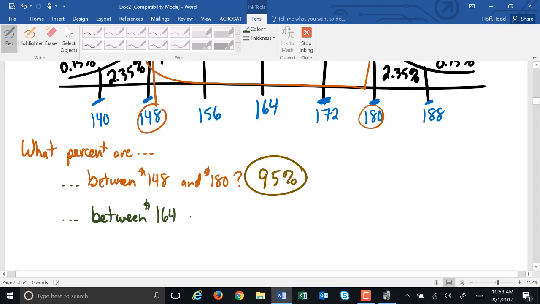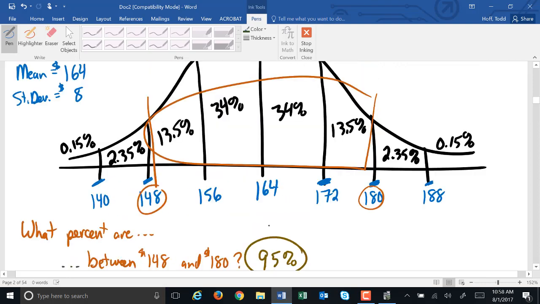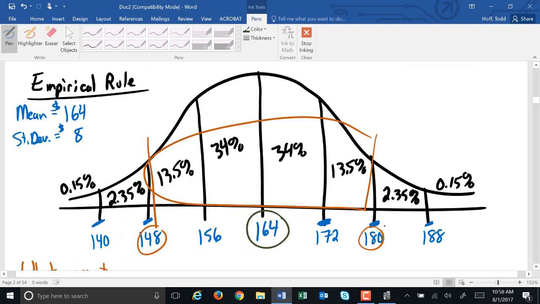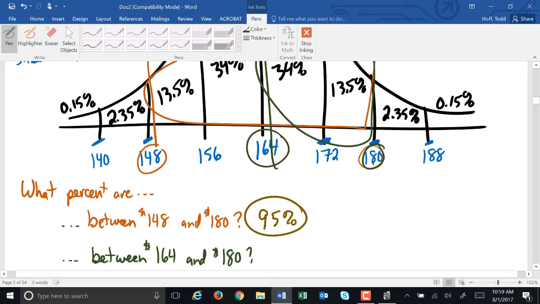If I ask what percent would I expect to be between $164 per credit and $180 per credit? Here's 164, here's 180. I'm adding up those percents, which gives me 47.5.